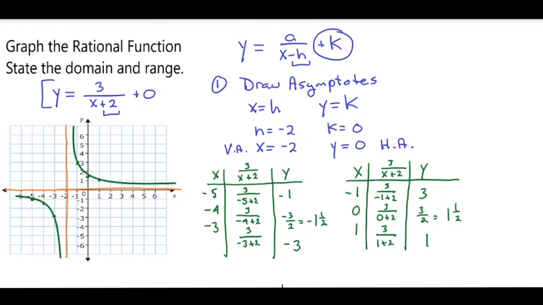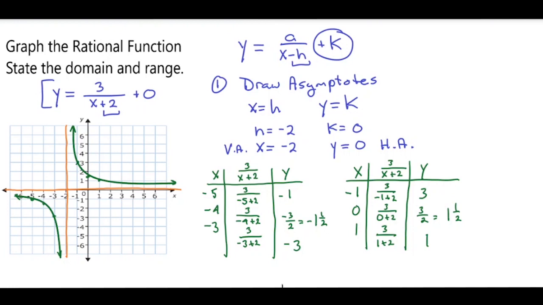All right, so now I'll draw my curves. Once you've drawn your curves, make sure you put arrows at the ends to show that it goes on forever, and make sure it never crosses the vertical asymptote or the horizontal asymptote. And that's how you graph the function y equals 3 over x plus 2.